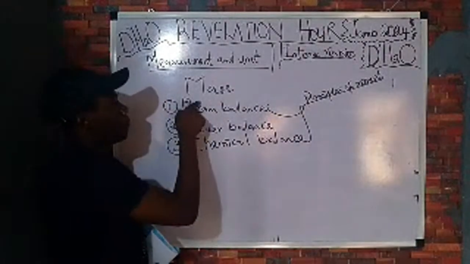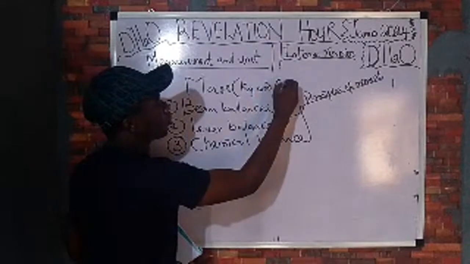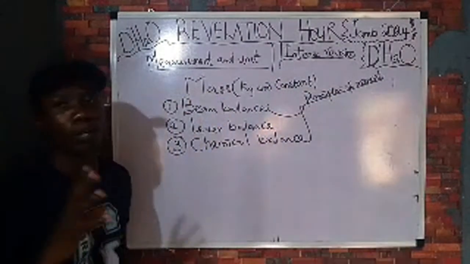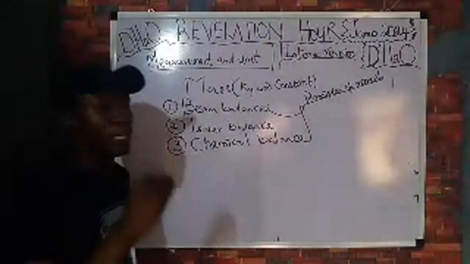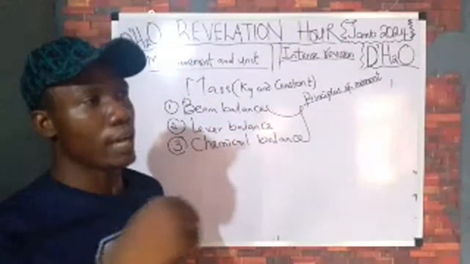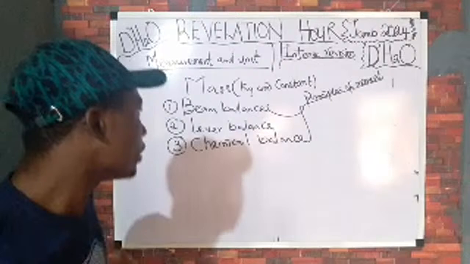Don't forget, mass is measured in what? Kilogram. And your mass is constant anywhere you go. Remember that the mass of a body remains constant. So if an object is taken from the earth to the moon, or from one planet to another planet, the mass of that body remains constant. Okay, take note of that.